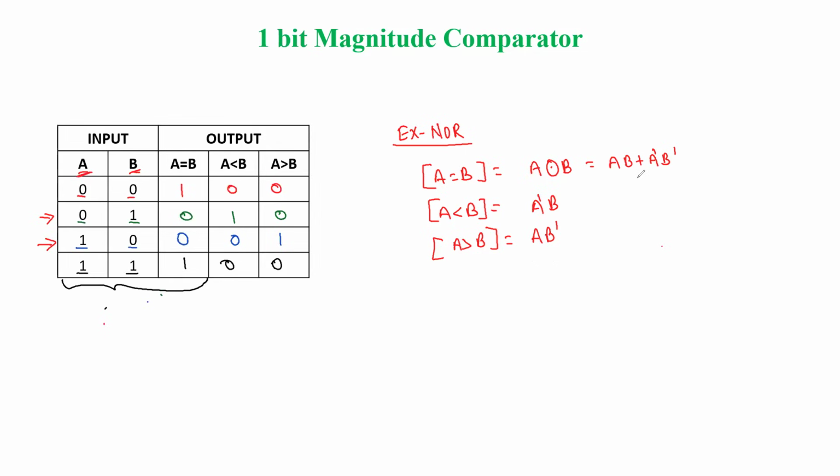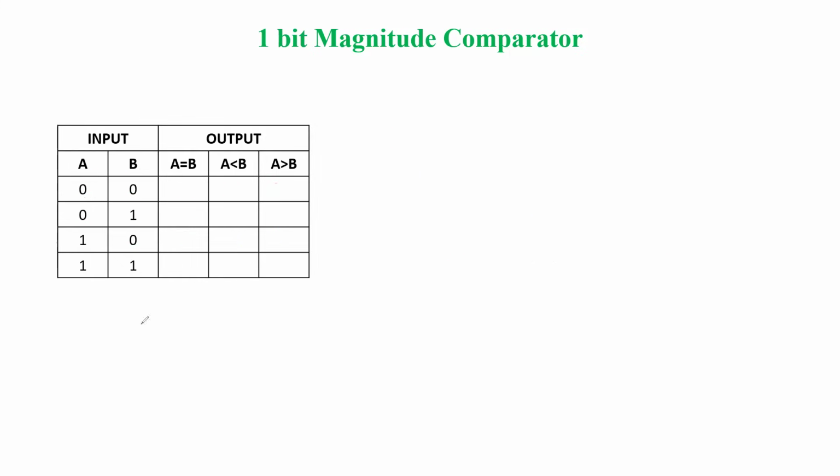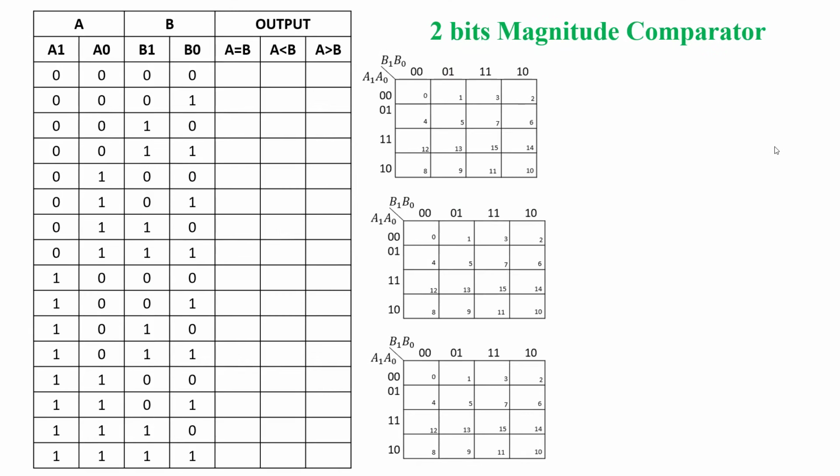We need to keep this concept in mind, as we are going to use it later when we discuss the magnitude comparator with the help of an algorithm. Here you are seeing that we are comparing only a one bit magnitude comparator. That's why you have fewer combinations in the truth table. But when the numbers increase, suppose for example we have a 2 bit magnitude comparator, each number has 2 bits.